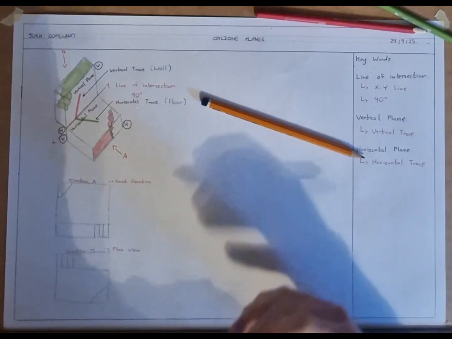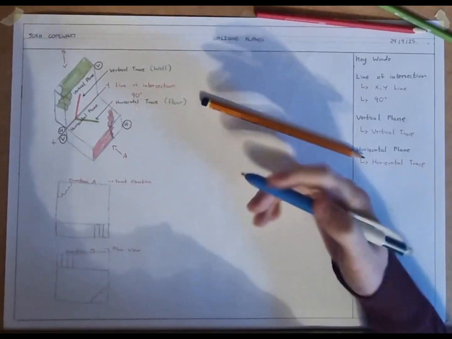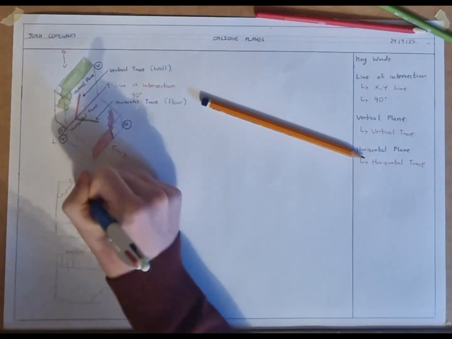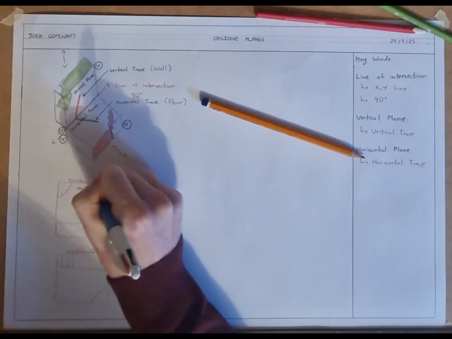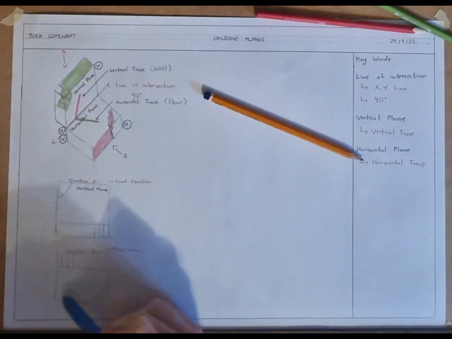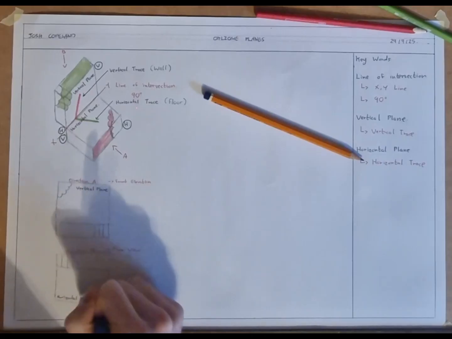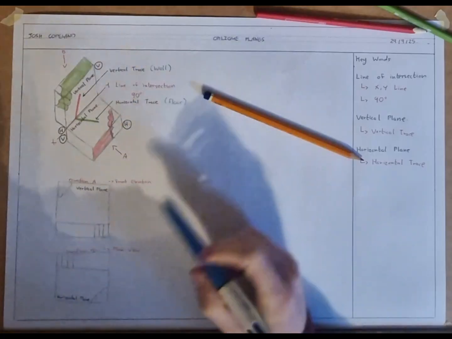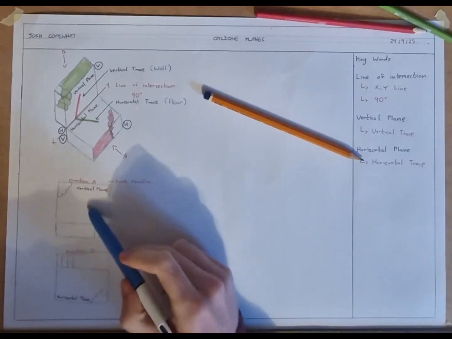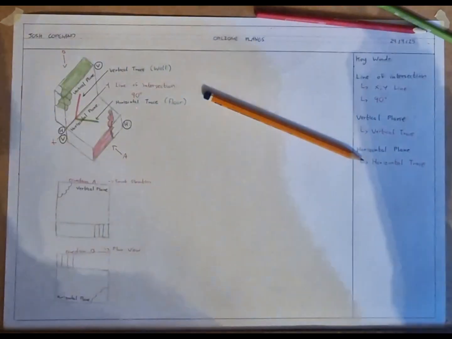Now, once we have that, we're going to label in a couple of things as well. So, for repetition and for consistency, we're going to label everything again. So, looking in the direction of arrow A, we've got our vertical plane. And looking in the direction of arrow B, we have our horizontal plane. We have determined that our vertical plane is where we draw our vertical trace, and we've determined that our horizontal plane is where we draw our horizontal trace.